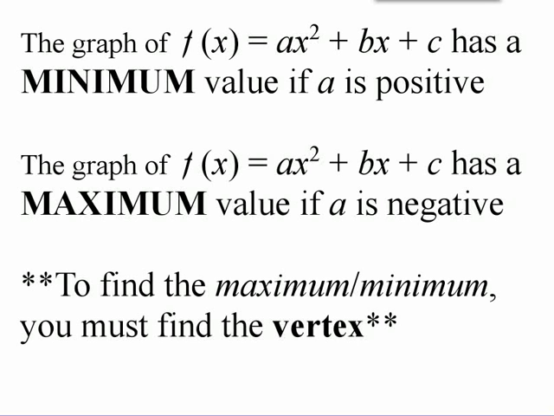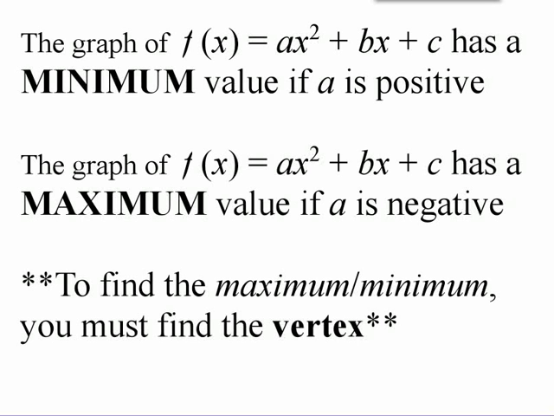Now the next one says the graph of f of x equals ax squared plus bx plus c has a maximum value if a is negative. And so let's think about that. A is positive. So of those two graphs, which one was A positive in? The first one or the second one? The first one. Okay. And in the second one, A was negative.